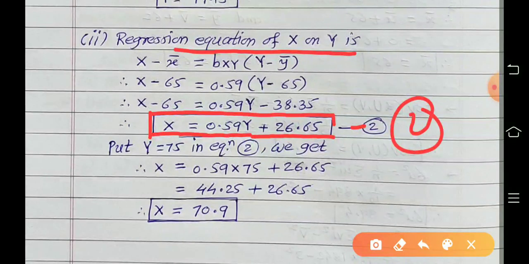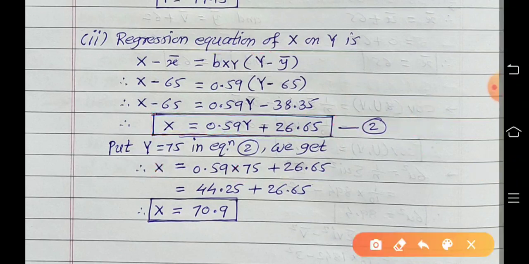Now in the question it is given, put the value of y as 75, then what is the value of x? So that value of y we substitute in this second equation. So 0.59 multiplied by 75, do the multiplication carefully, plus 26.65. So after multiplication we are getting the answer 44.25 plus 26.65. So after addition we are getting the value of x is 70.9.